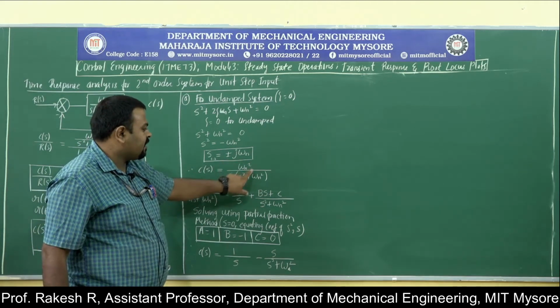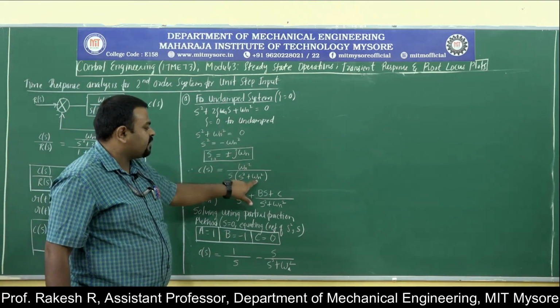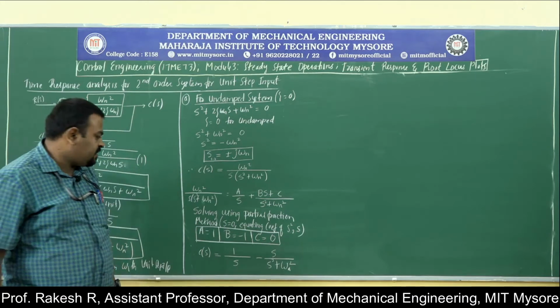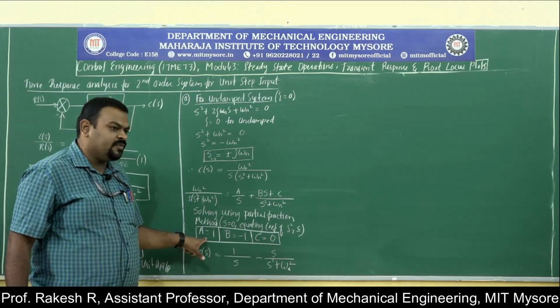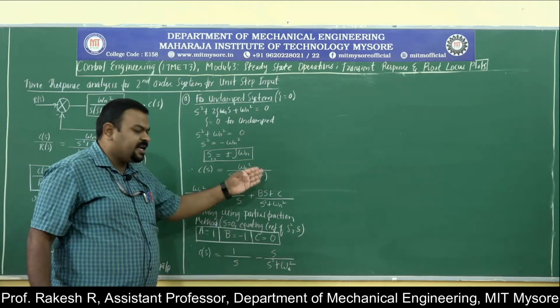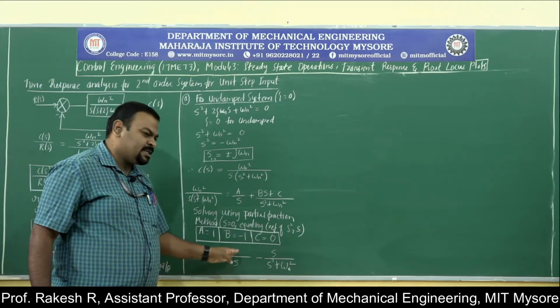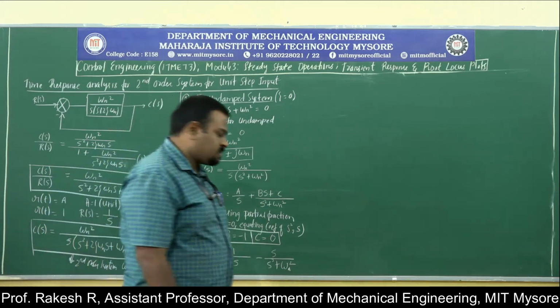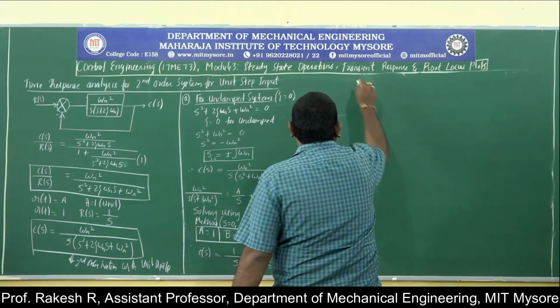So you will get omega n square divided by s square plus omega n whole square. If we solve this using the method of partial fractions, you will get the values a is equal to 1, b is equal to minus 1 and c is equal to 0. Substitute this again, you will get C of s expression as 1 by s minus s divided by s square plus omega n square. After that, apply Laplace inverse.